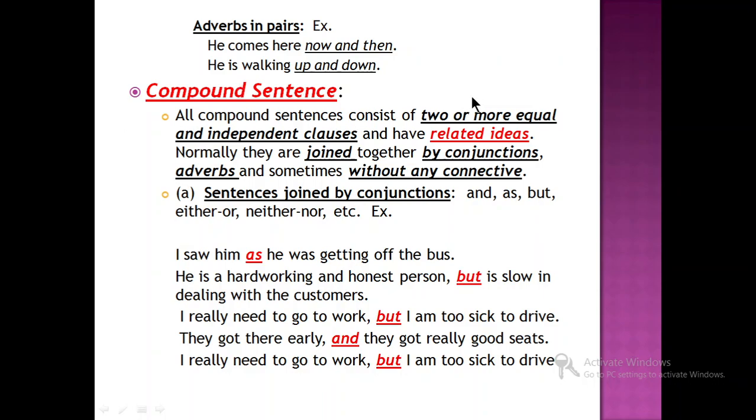और इनको जोड़ने के कई अलग अलग तरीके हैं. If you want to join two sentences to call them clauses as well as call the complete structure compound, it can be done with the help of a conjunction, with the help of an adverb, or without any conjunction or adverb.